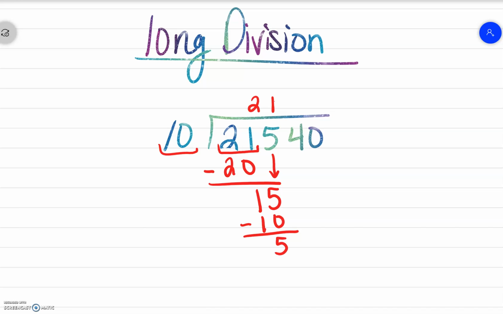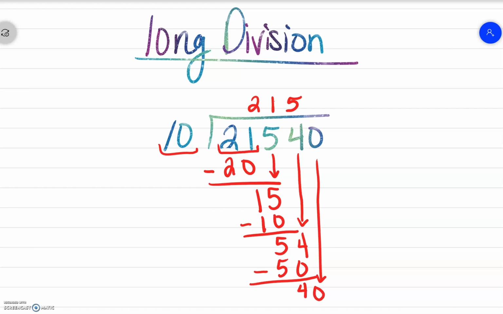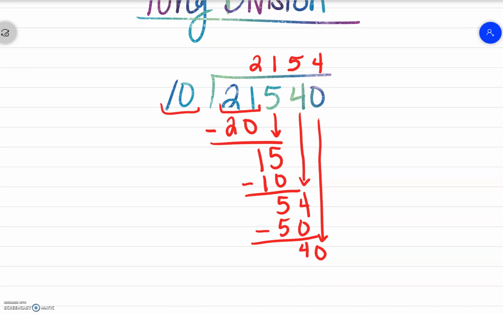10 cannot go into 5, so we need to bring this number down, 4. 10 goes into 54 5 times. 5 times 10 is 50. We subtract: 5 minus 5 is 0, 4 minus 0 is 4. 10 cannot go into 4, so we bring down the 0. 10 goes into 40 4 times. 4 times 10 is 40, and 40 minus 40 is 0.